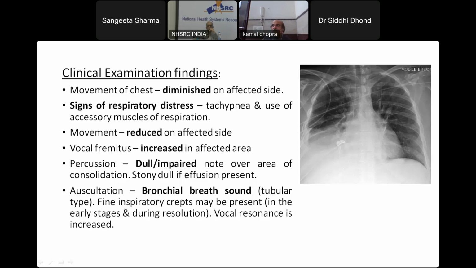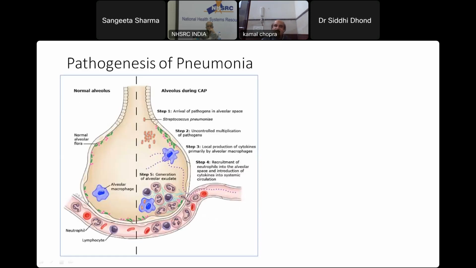It can become stony dull in cases of full consolidation or if there is a parapneumonic effusion, a slight amount of effusion over the consolidated lung. On auscultation, bronchial breathing, tubular type of bronchial breathing, is very common. This is a common sign and a common case given in the MBBS examination because pneumonia gives typical findings on examination as well as on the radiological examination.